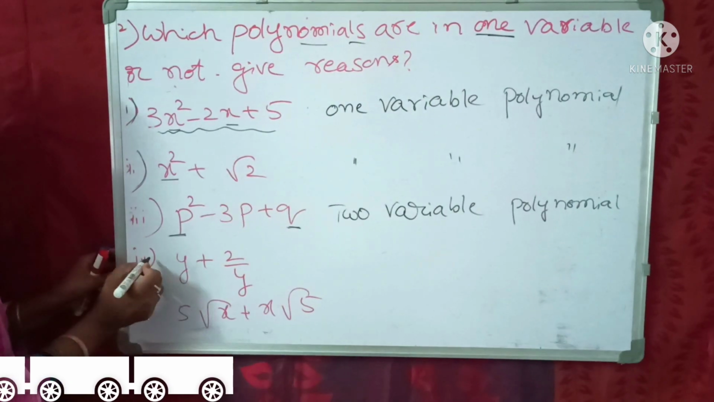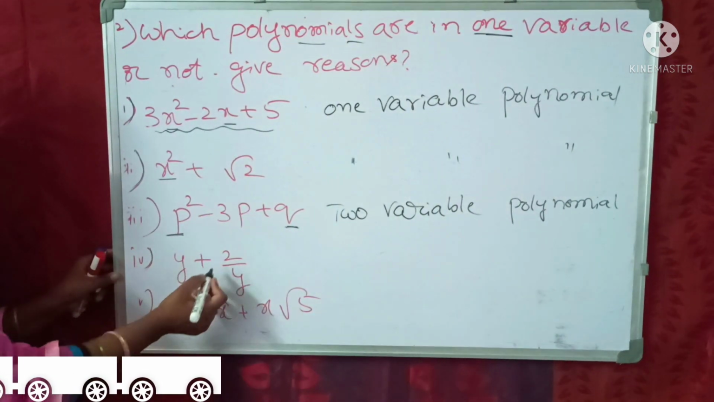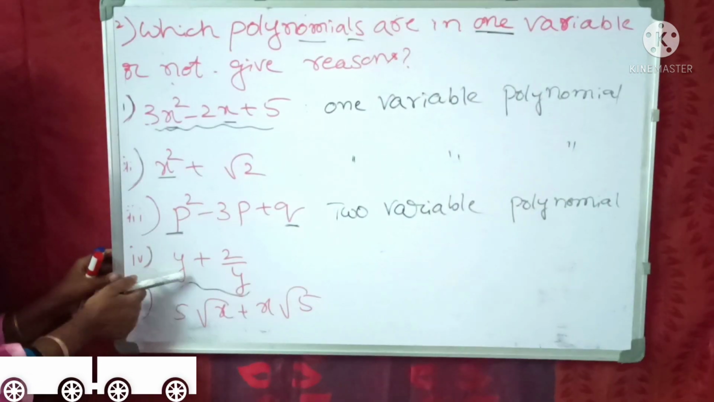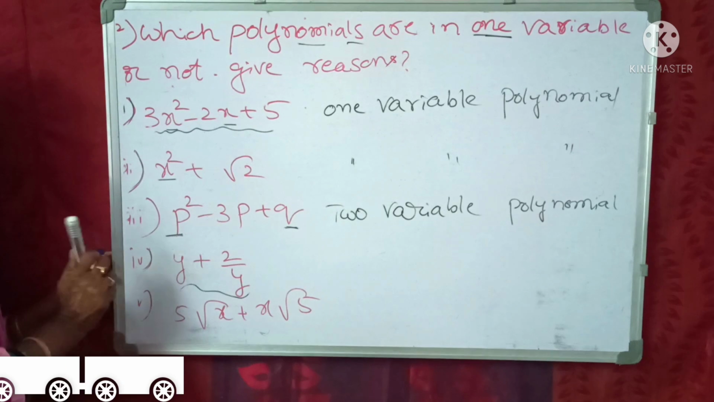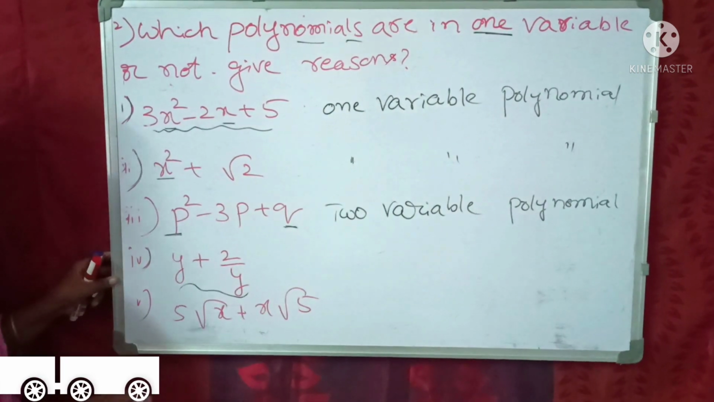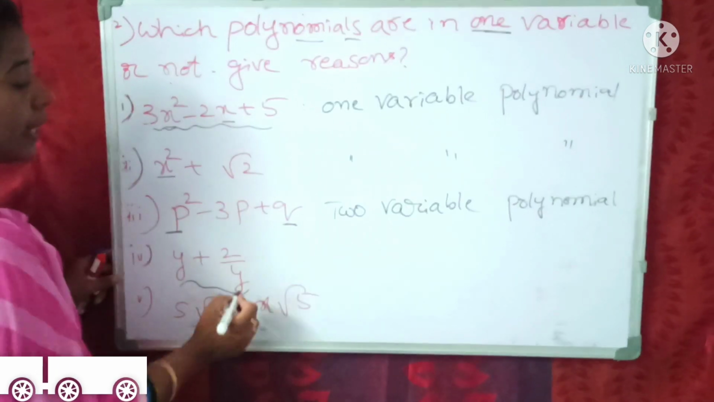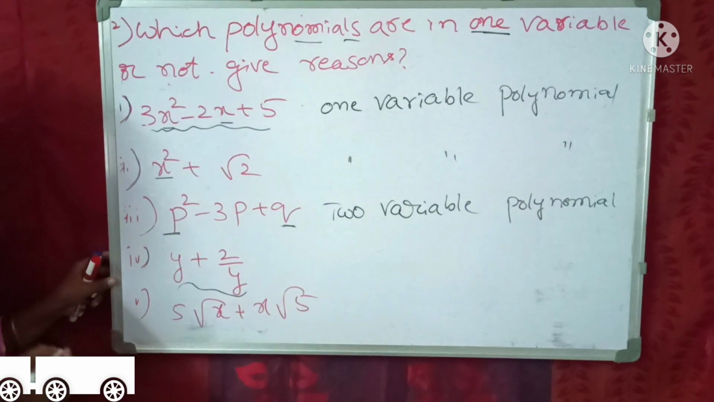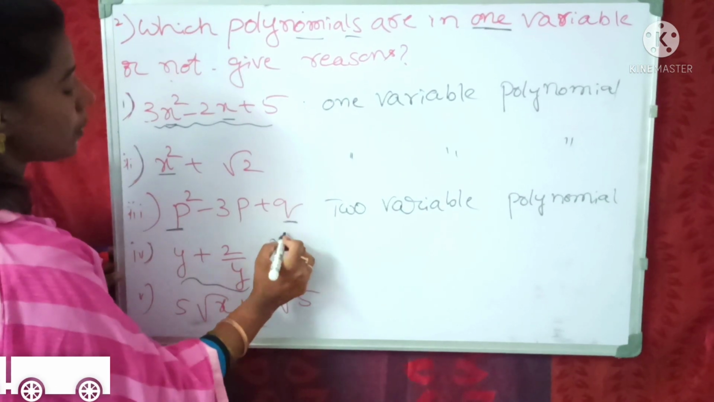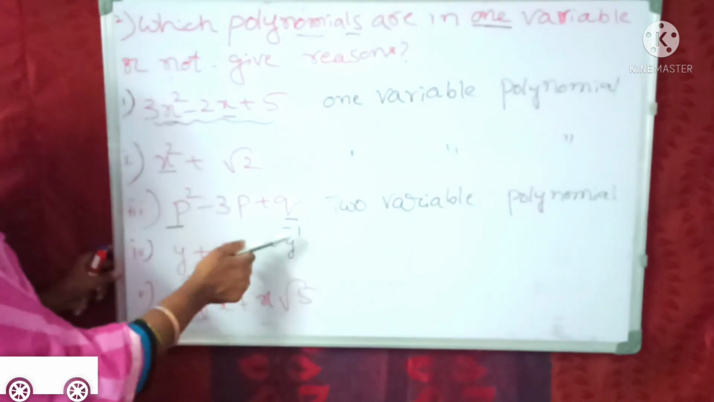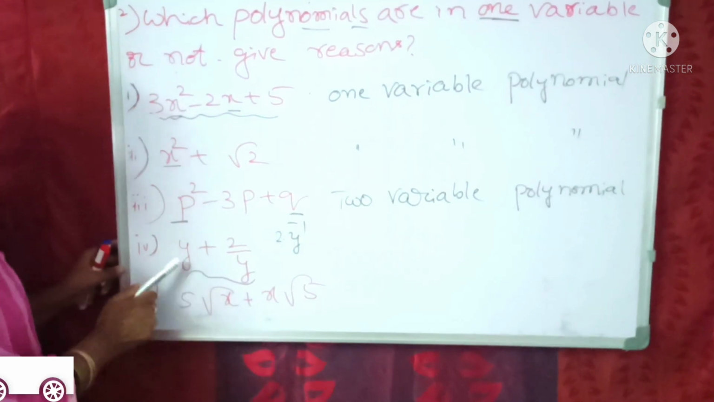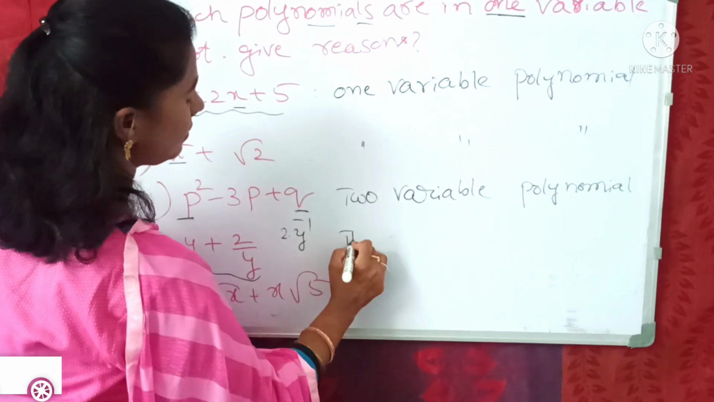Okay. Next, the fourth one is y plus 2 by y. Is this a polynomial, students? No, this is not a polynomial. According to definition of the polynomial, there are no negative powers of the variables. 2 by y can be written as 2 into y to the power of minus 1. So this is a negative power of the variable. So this is not a polynomial.